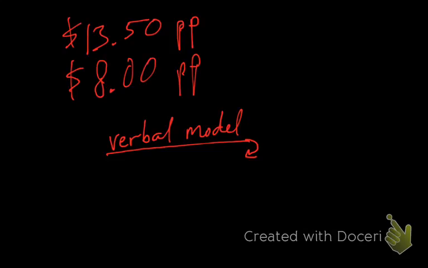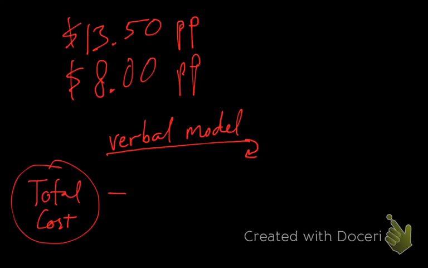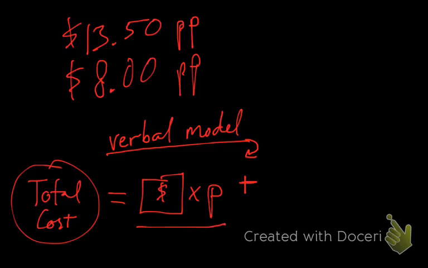So, we're going to make a verbal model here. We want to know what the total cost is, okay? The total cost would equal the ticket price just to enter the aquarium, times, I'm going to put P for people, the number of people that are going. Plus, our total cost would include not only this part, right?